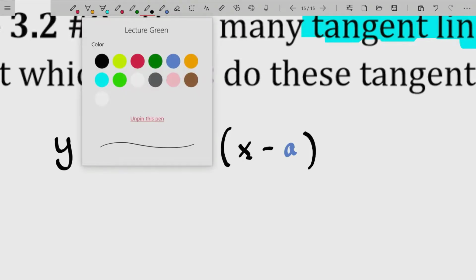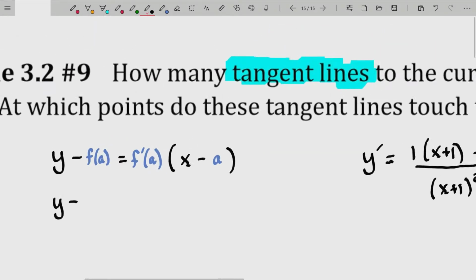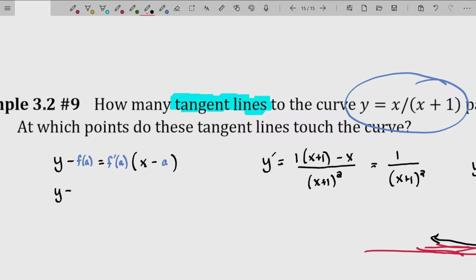Well, we happen to know what f of a is, actually. f of a is just our given function evaluated where we plug a in. So I'm going to go to the function. It is a over a plus 1. In fact, I should probably write that in blue just to keep consistent, right? And this should equal the derivative evaluated at a. We just computed that, so that's 1 over the quantity a plus 1 squared times x minus a. We still don't know what a is, but there you have it.